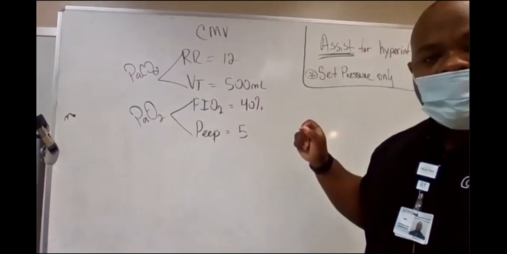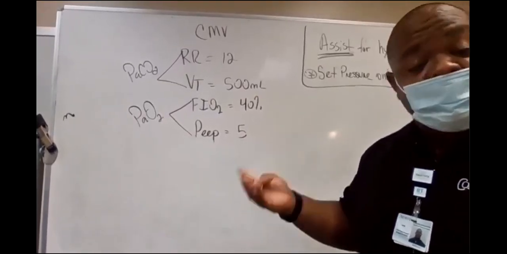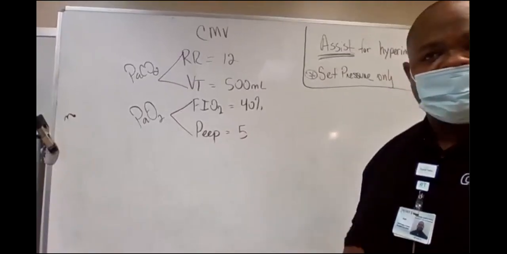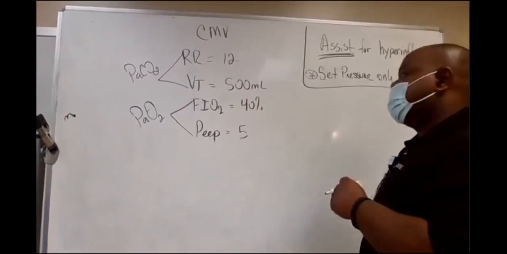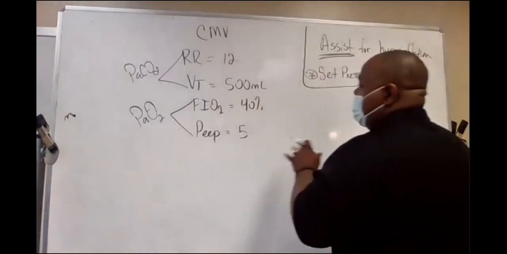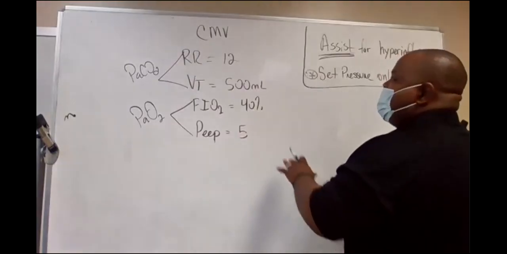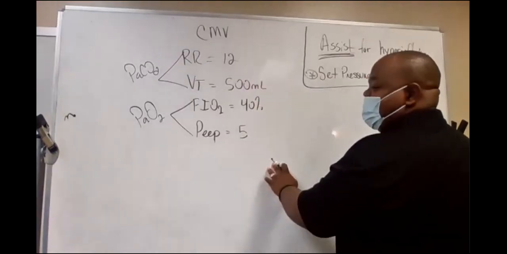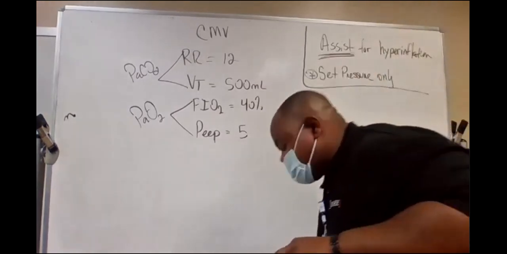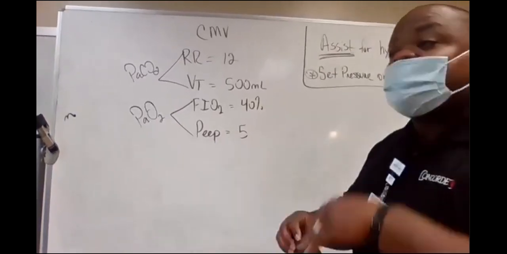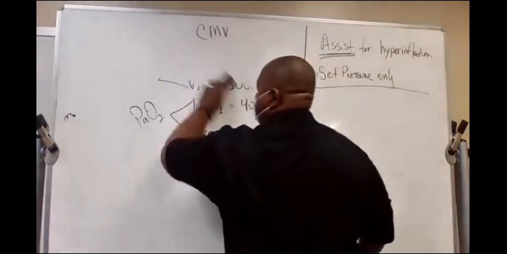Notice I don't have bicarb in there because respiratory can't fix metabolic issues. If it's a metabolic problem, the nurse must fix it. Okay, they're going to either have to give them some bicarb or give them some fluid. All right. So, CMV, the patient cannot trigger his own breath. He's going to get what we have set, and that's it. Okay. Assist control mode is going to give them a set rate, but the patient can trigger breaths on top of that rate.